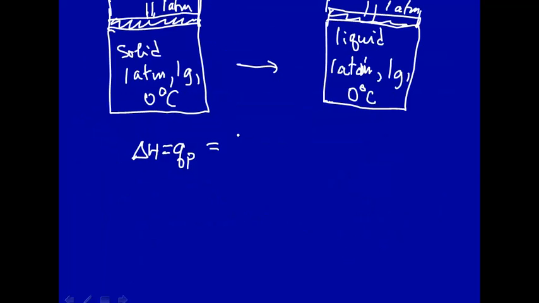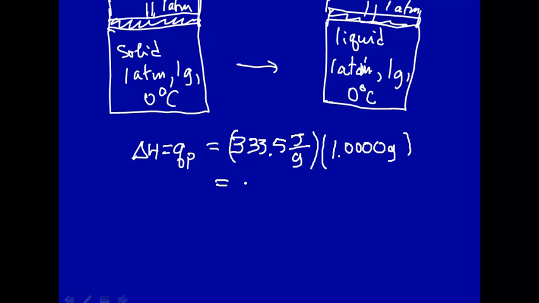Oh, look, we have 1 gram, so I'll just work it out: 333.5 joules per gram, and we have 1 gram, so 333.5 joules. So that's the enthalpy change. That was a constant pressure process. To melt 1 gram of ice, we need 333.5 joules. It's positive because we've got to put in Q in order to melt the ice. So the internal energy of the water here increases.